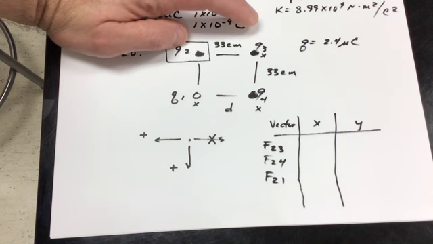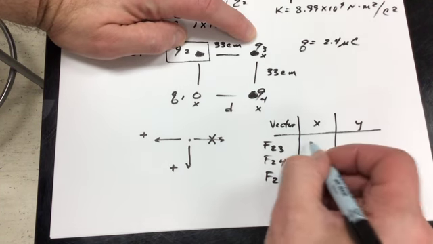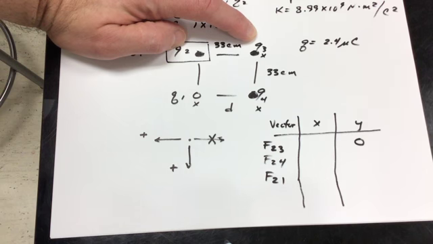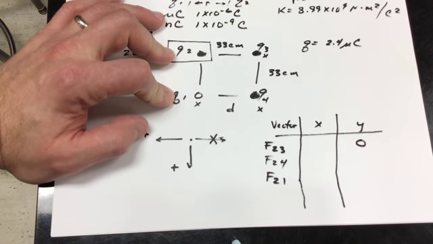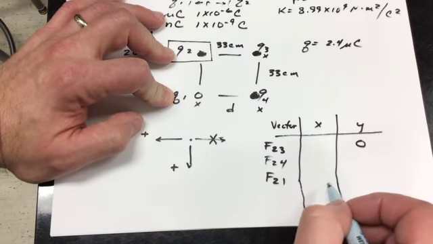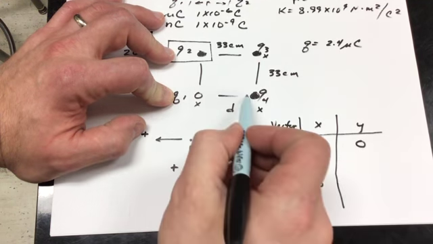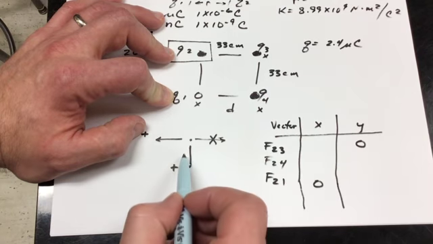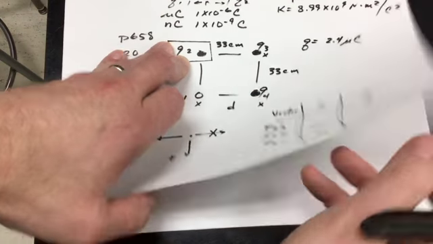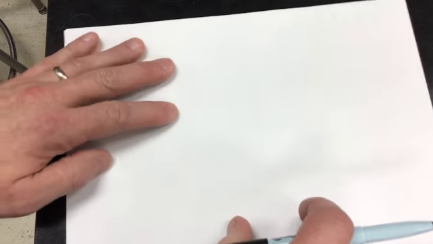So automatically we can see that force 2, 3 is only going to have an X component. It's not going to have a Y component. And force 1, 2 is going to have a Y component but not an X component. And force 2, 4 is going to have both X and Y components based on our system. All right, next step then is to calculate those values.